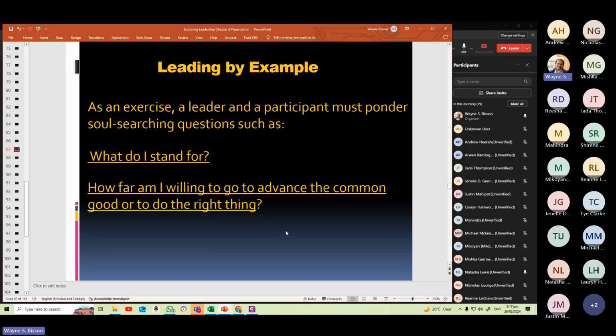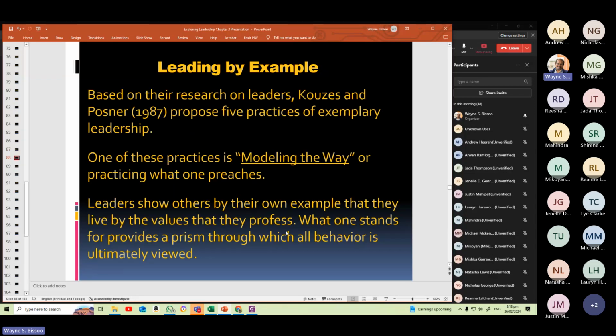I'm back. Right. How far am I willing to go to advance the common good or to do the right things? Now, those are some tricky questions, and that then brings us into the leading by example concept. If you, like me, have issues with the value structures we've seen around us today, what do we do and how do we challenge it? And should we challenge it? That's something that is a good thing for us to do, because it's part of the whole process of getting to know your own value structure.